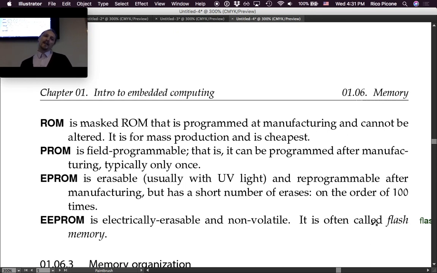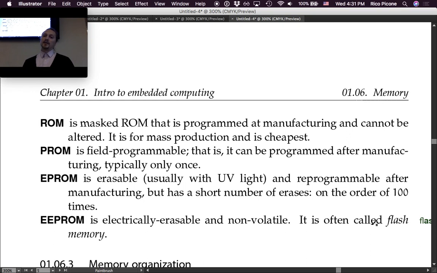PROM is field programmable. That is, it can be programmed after manufacturing, typically only once. So maybe you have one field programming opportunity. You set it, you program it, and that's really your only access to it. You don't really have any more access to it.